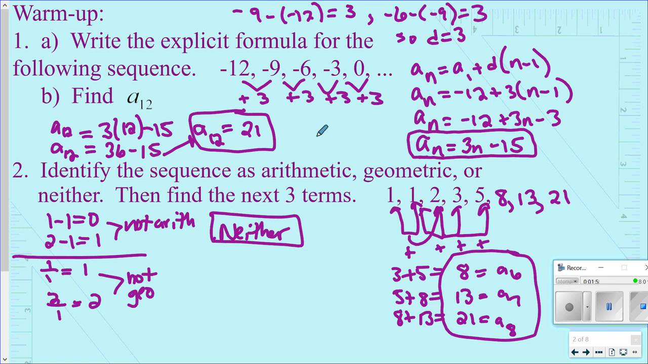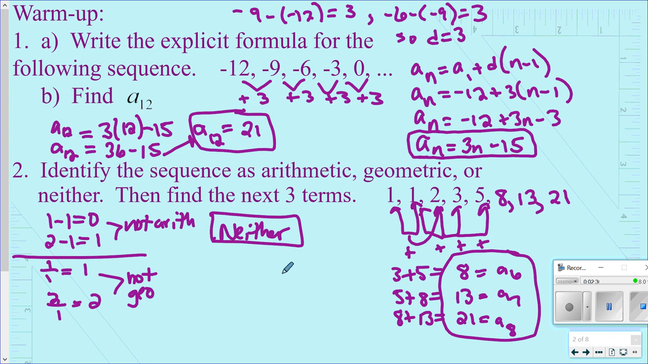Number 2, identify the sequence as arithmetic, geometric, or neither. Well, hopefully you discovered that it's neither. It's not arithmetic or geometric. Why? Because if we subtract the terms, 1 minus 1, we get 0, and 2 minus 1, we get 1. They're not the same value, so it's not a common difference. It's not arithmetic. Checking to see if it's geometric: 1 divided by 1 is 1, and 2 divided by 1 is 2. Again, not the same number, so it's not geometric, and that's not a common ratio. So if it's not arithmetic or geometric, that means it has to be neither.